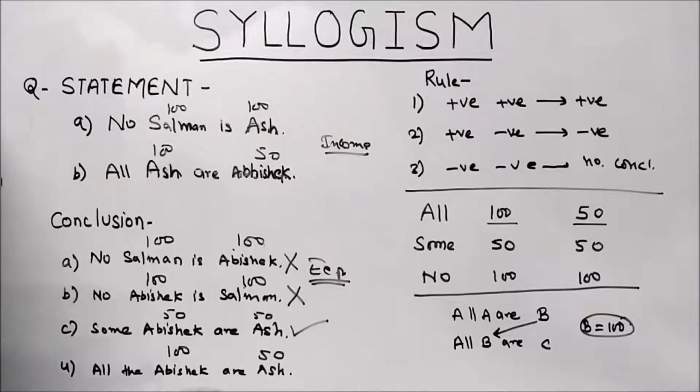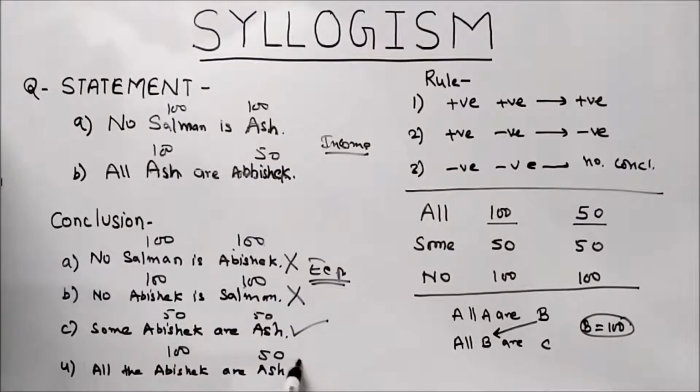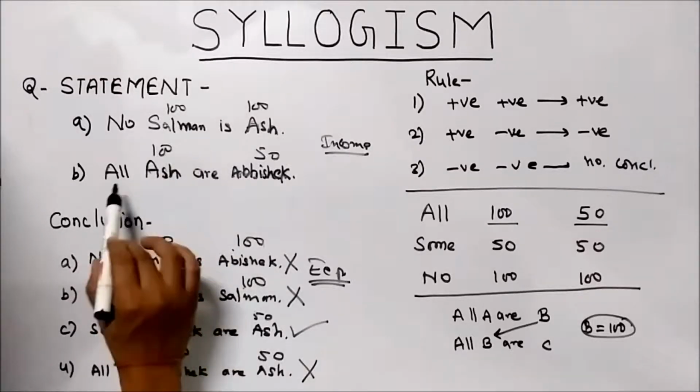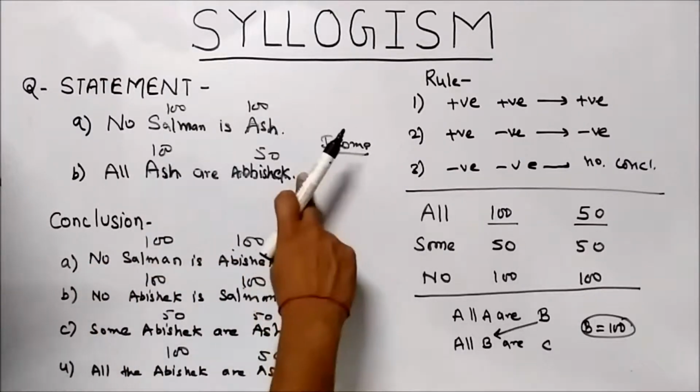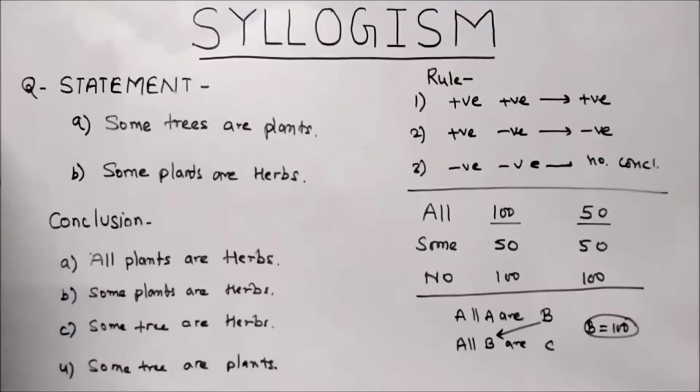Now check all Abhishek are Ash. Here Abhishek is 100. Here Abhishek is 50. Income is less than expenditure. So this cannot be true. And now check nature of the statement and conclusion. Here some Abhishek are Ash is positive. And for this positive conclusion, this is arrived from only statement 2. All Ash are Abhishek. This statement is positive. When statement is positive, the conclusion is also positive.